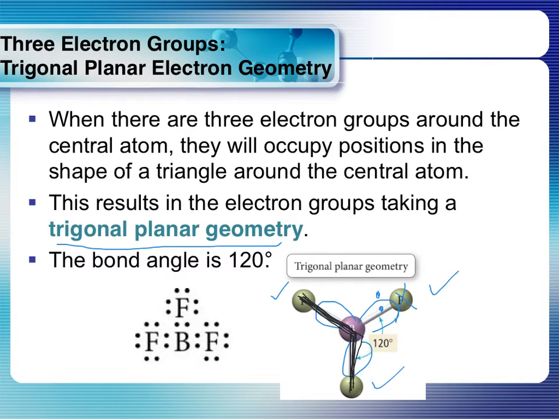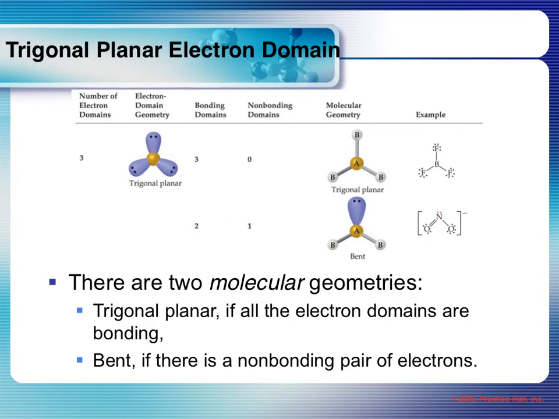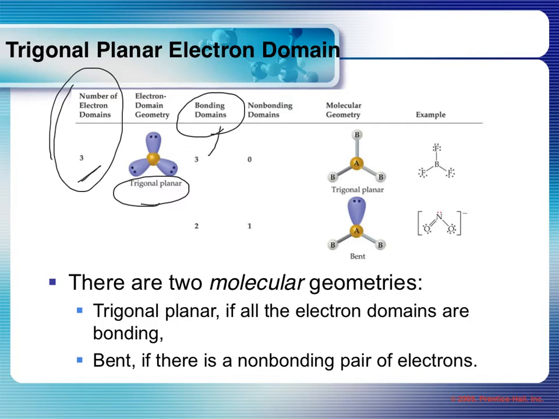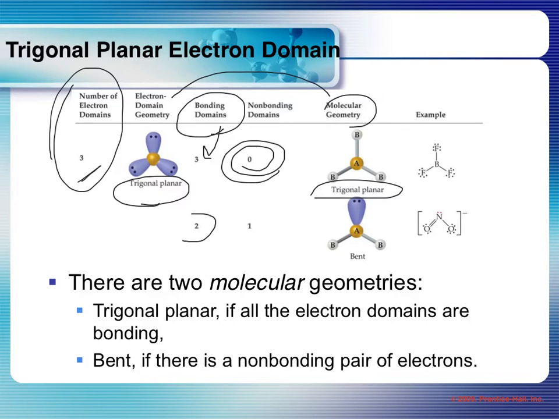So if you introduce lone pairs, you have a theme. So here it is summarized for you. If the number of electron domains is 3, the electron domain geometry is trigonal planar. If all 3 of the domains are bonding domains and there are no lone pairs or no non-bonding domains, then the molecular geometry is the same as the electron domain geometry, trigonal planar. However, if only 2 of the 3 domains are bonding and 1 of the domains is a non-bonding electron pair, then our shape is bent.